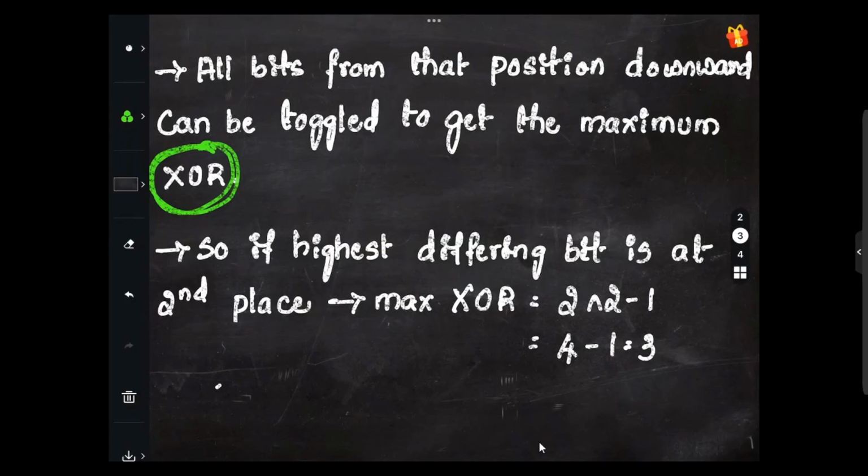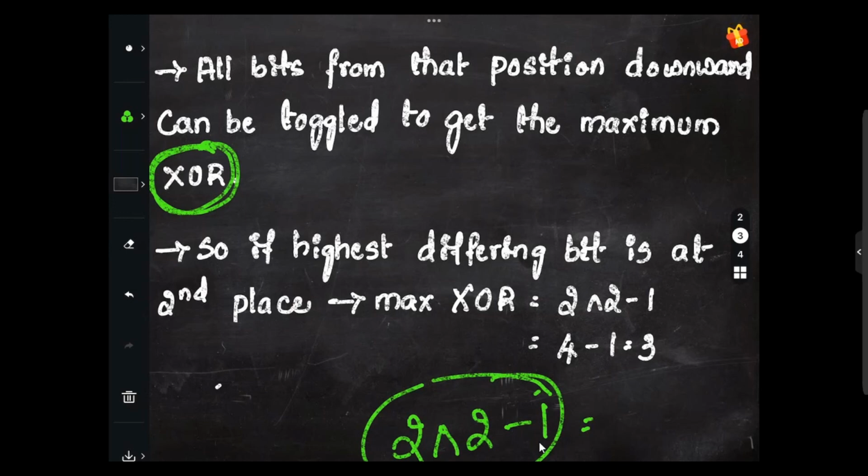If the highest differing bit is at the second place, with 1 and 2 we have, the maximum XOR we can go with is 2 XOR k minus 1. We are considering the highest differing bit at position 2, and k here we have 2 as well. So 2 XOR k, nothing but 2 minus 1, we will be going with: 2 XOR 2 minus 1.